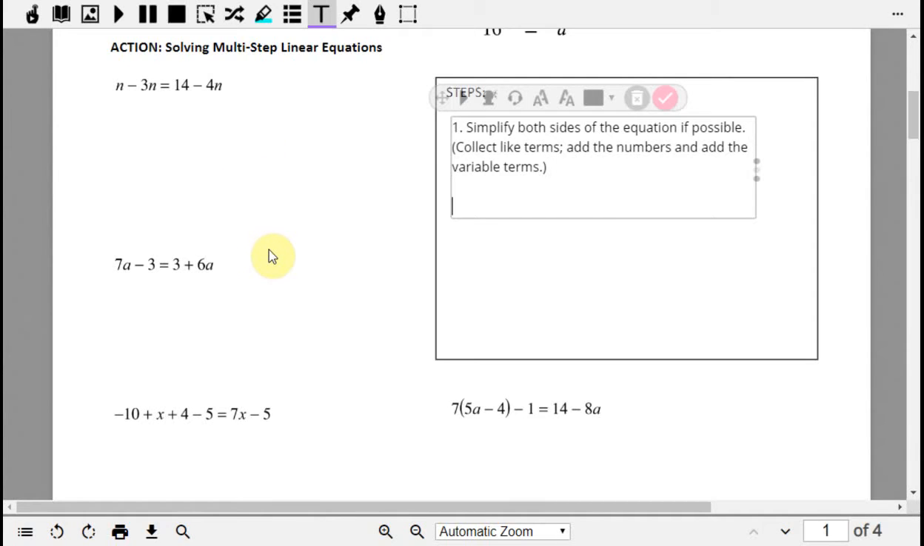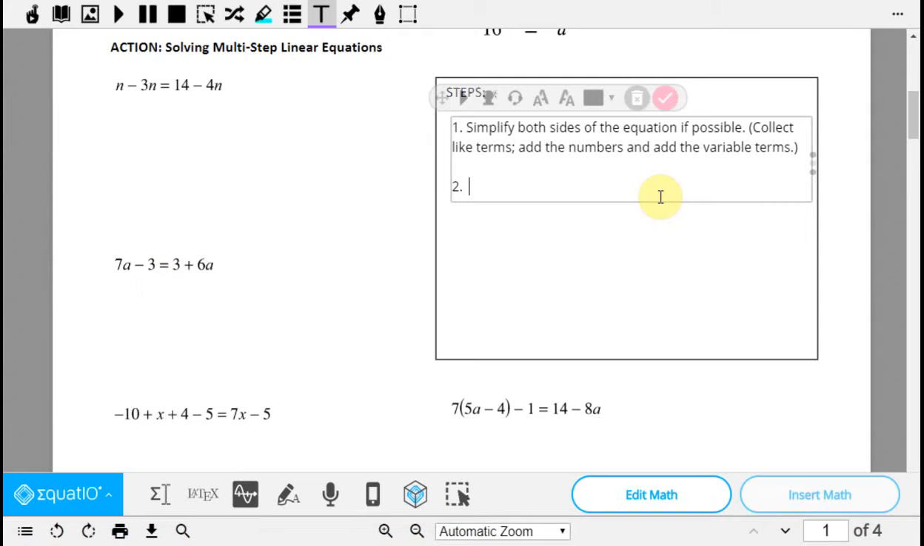Once you've collected the like terms, that takes us to the steps of now isolating or getting the variable term by itself. Now, when you have only one term on one side, it becomes clear what you should do on the other side. When we have a number and a variable on both sides, we can choose what to get rid of first. So in this equation here, I could choose to get rid of the 3 on this side, I could get rid of the 6a, or I could do either of these terms on this side. You have a choice at this point.